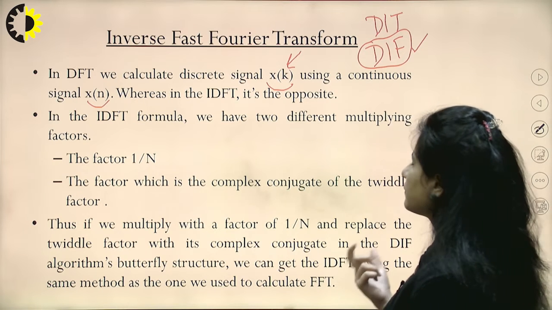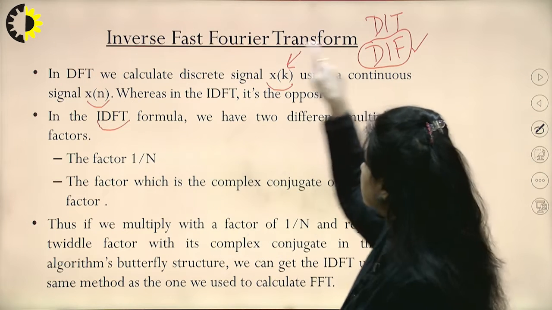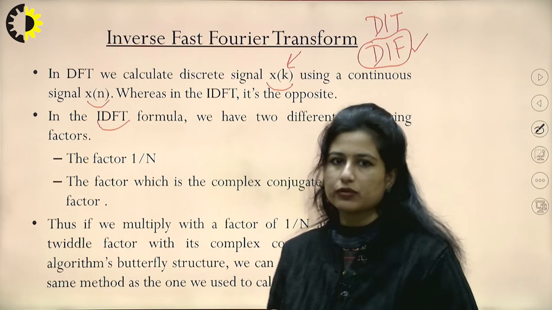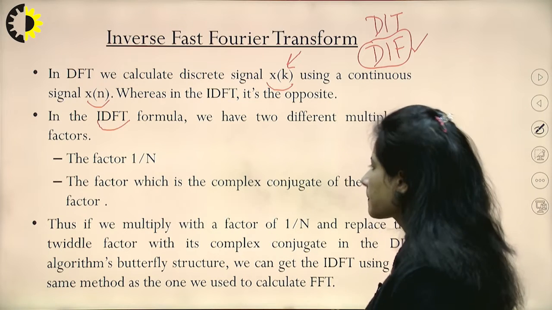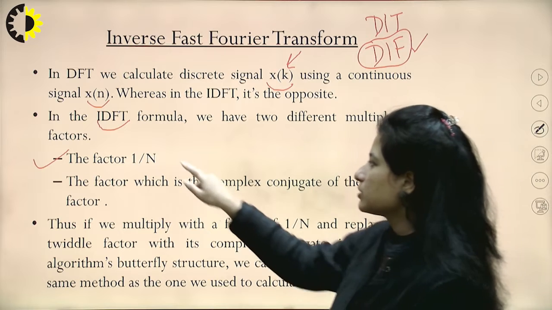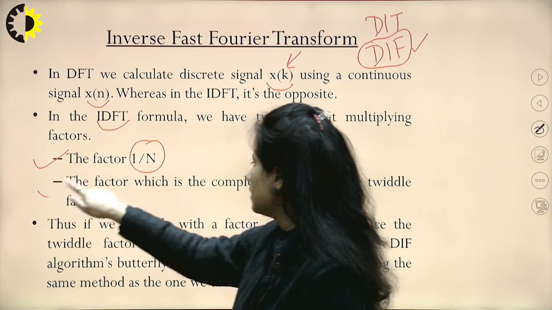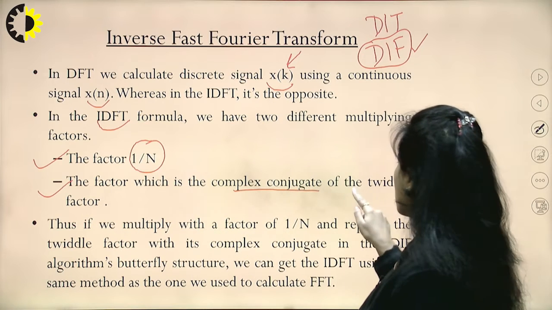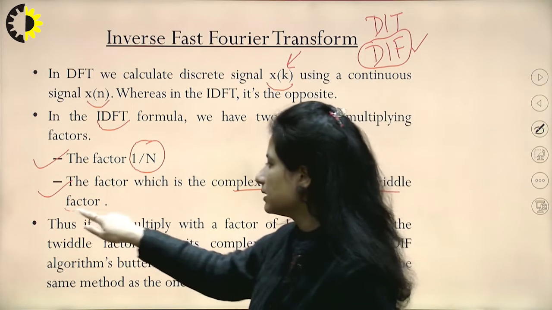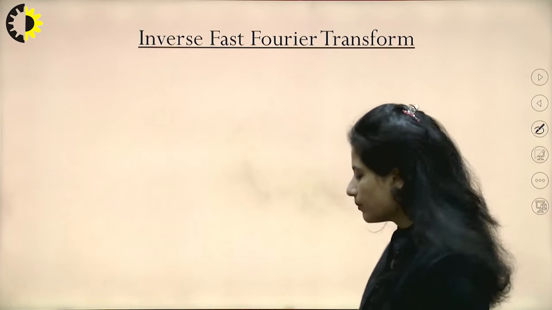What two different things do we have to consider while calculating IDFT using the same algorithm that we were using for calculating the DFT? First, there would be the inclusion of one parameter, that is 1 by n. Secondly, the factor which is the complex conjugate of the Twiddle factor that we were using in the DFT. So what does that mean and where have these two factors come from?